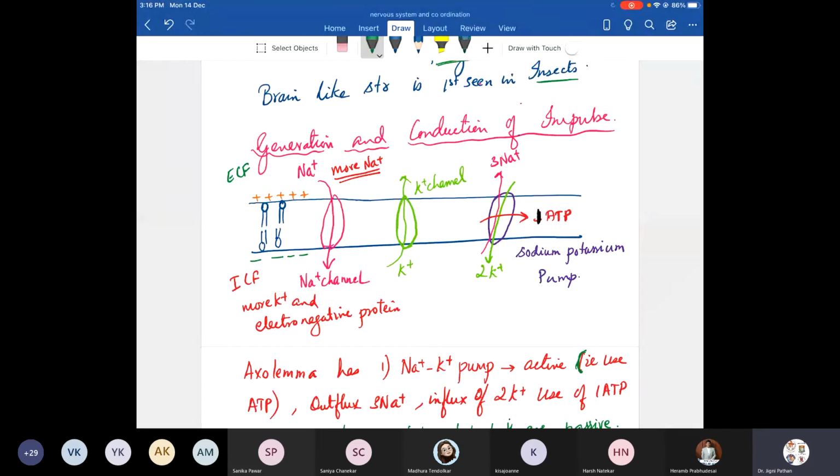Now, what does it say? We are talking about the pump. It says sodium potassium pump is active. Active means use of ATP. Passive means there is no use of any kind of energy there. Okay, there is no waste of energy.